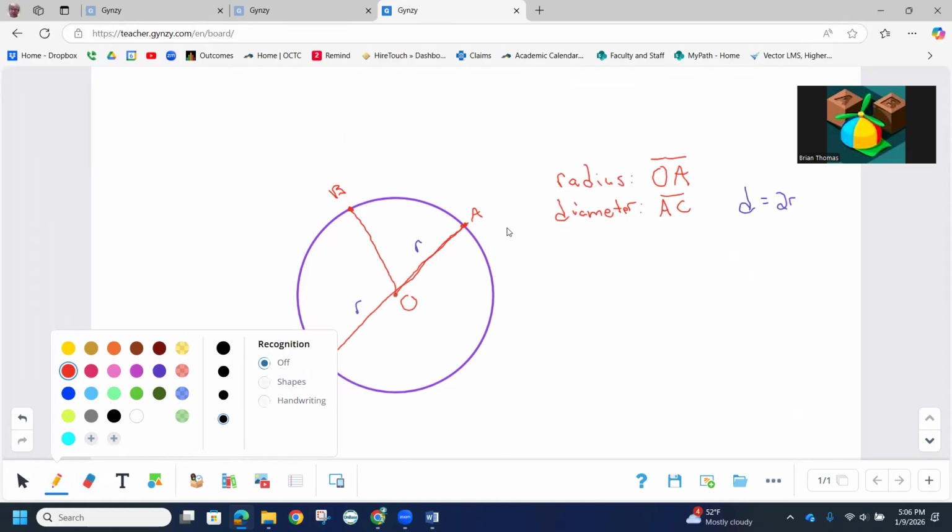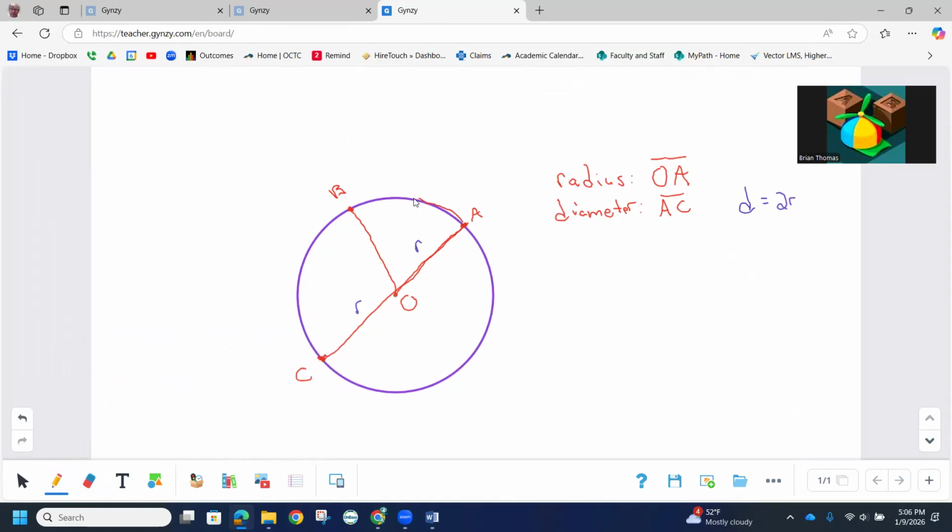Another thing we have going on are what we call arcs. An arc is traveling on the circle itself. If I go from here over to here, that would be considered an arc. So an arc means you're moving on the circle itself. Here we can say that the arc is AB. Notice that would be considered a minor arc. The major arc would be the other side of that.